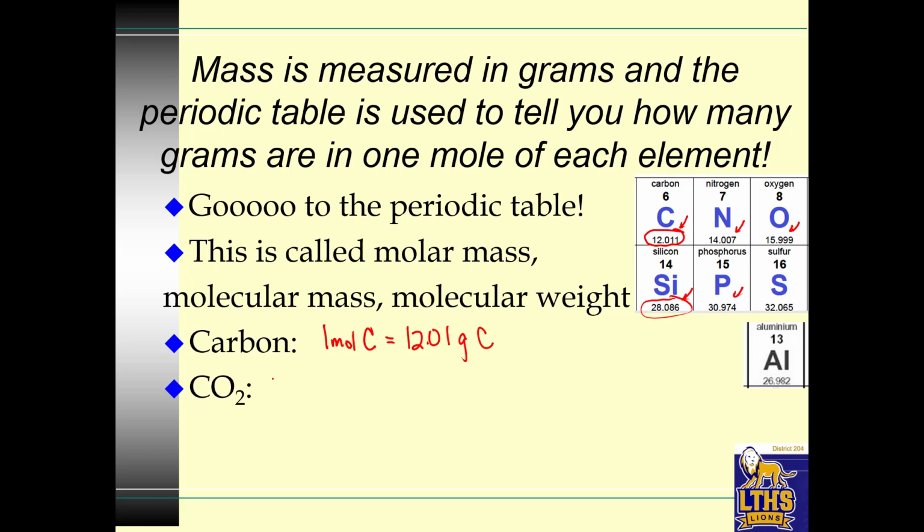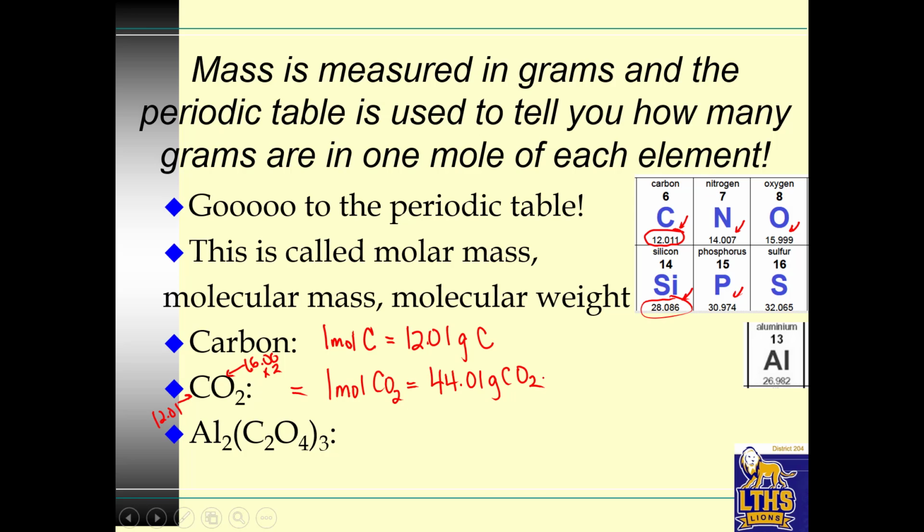How much does 1 mole of carbon dioxide weigh? Well, in a mole of carbon dioxide, there's 1 mole of carbon and 2 moles of oxygen. So we got 12.01, 16.00 times 2. So we're going to get that 1 mole of carbon dioxide has a mass of 44.01 grams of carbon dioxide.